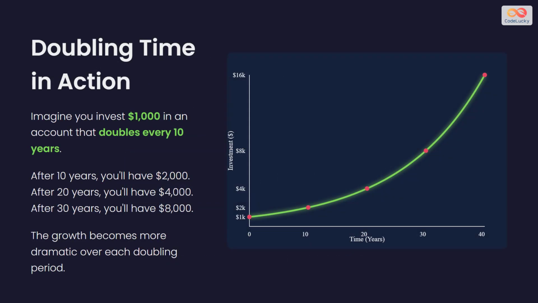Let's make this real. Imagine you invest $1,000 in an account that doubles every 10 years. After the first 10 years, you'd have $2,000. After 20 years, that becomes $4,000. And after 30 years, it's $8,000. As you can see on the graph, the amount of money you gain in each 10-year period gets larger and larger.